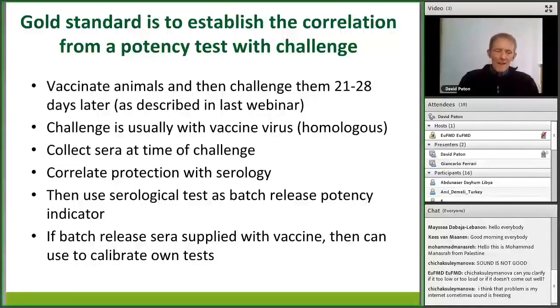And then finally, an important point: if the batch release sera from these vaccinated animals are supplied with the vaccine, then these can be used to calibrate your own tests. So these are very useful things to ask for in your tender specification, and I was pleased to see that quite a number of people had picked up on this and asked for this in their tenders.